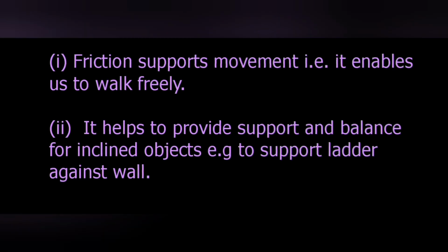Friction also helps to provide support and balance for inclined objects. For example, it is very possible and easy for us to balance a ladder against a wall, because when the ladder and the wall are in contact, there is the existence of friction between the two objects. Without the existence of friction, the ladder will practically slip off the wall. The ladder won't be able to stand firmly against the wall.